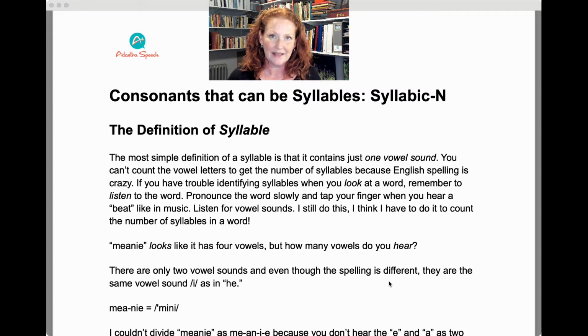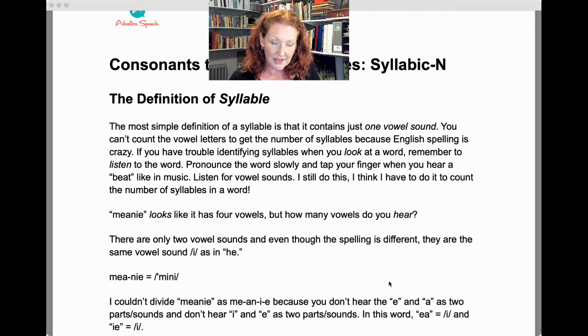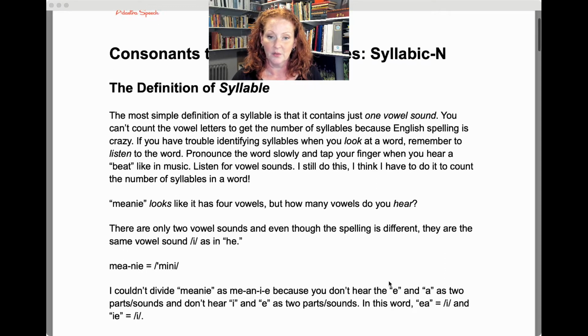So the word meanie, as in you're a big meanie, big mean person, looks like it has 4 vowels. There's an E, an A, an I, an E. But how many do you hear? You actually only hear 2 vowels, and they're the same vowel. So me, knee. It's the same E sound, and both times they're spelled differently. The first E is spelled with an EA, and the second E is spelled with an IE. So that's kind of weird.